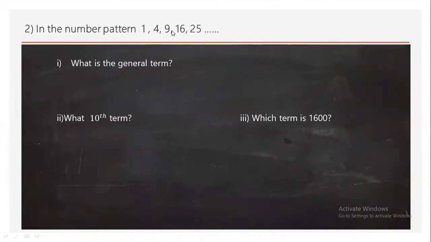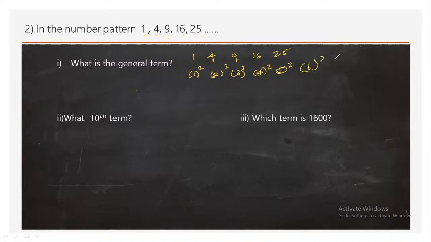Question number 2. In the number pattern, what is the general term? Straightaway you can understand this is 1, 4, 9, 16, 25. A square number pattern, right? It means 1 squared, 2 squared, 3 squared, 4 squared, 5 squared, 6 squared, like that.